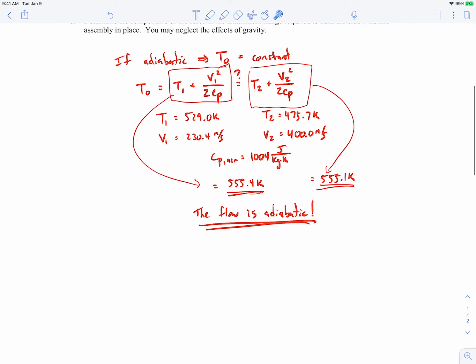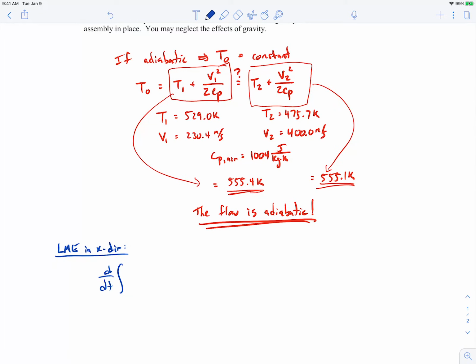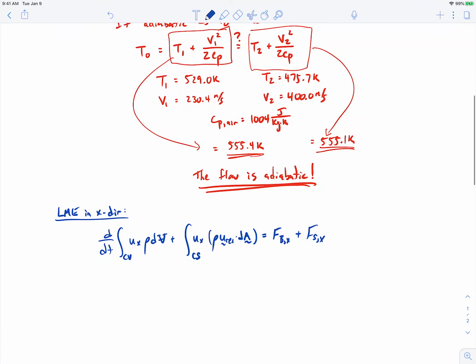So let's go ahead and write out the linear momentum equation in the x direction, and then we'll also do it in the y direction. So in the x direction, we're going to get the following. So hopefully you remember the linear momentum equation from earlier in the course. So there's the linear momentum equation. We're using a coordinate system that's fixed, so we don't have to worry about the acceleration term in the linear momentum equation. Now let's go ahead and write out things we know.